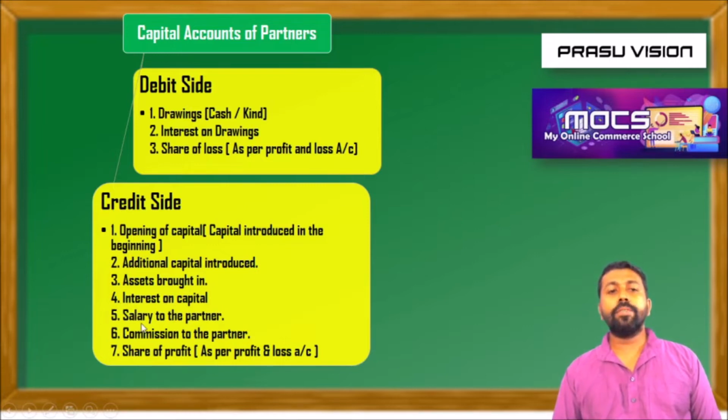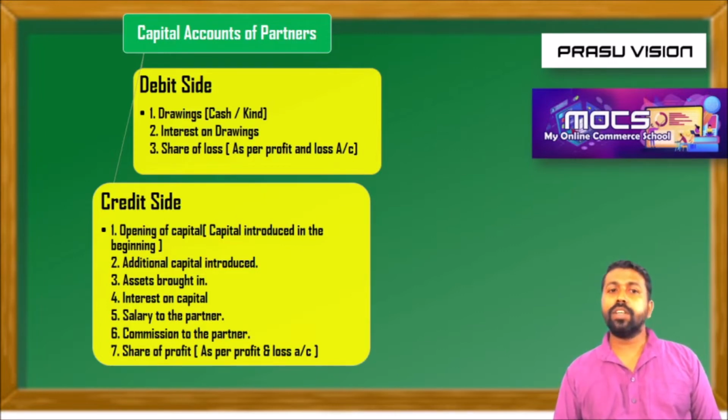As I said earlier, sometimes there will be active partners who manage the entire activity of the firm. So salary to the partner, and also commission to the partner, is credited in the partner's capital account. And also the last item, share of profit. Share of profit means the balance in the profit and loss account or profit and loss appropriation account. Remember, all these items show an increase in the partner's capital account.